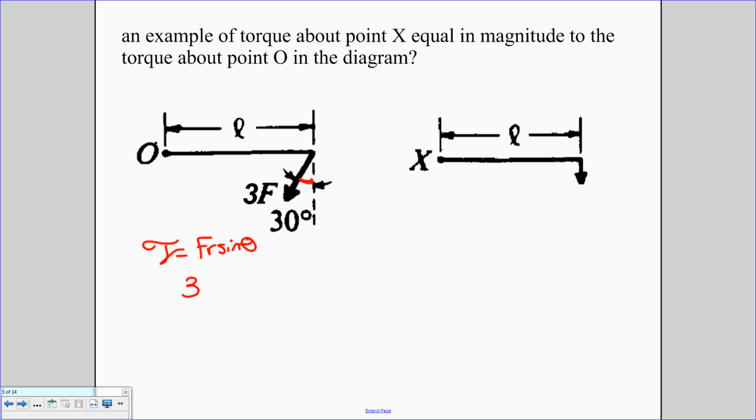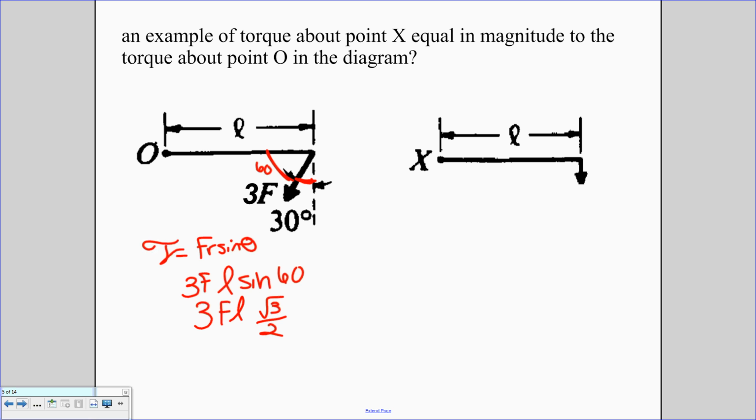Now my force is 3F, my R is L. Now sine theta, that angle has to be between R and F. This 30 degrees is not. So we look over here and we get 60. So that would be sine of 60. So if I was to simplify this down, we can have 3FL, and sine of 60 is square root of 3 over 2, also known as 0.866.